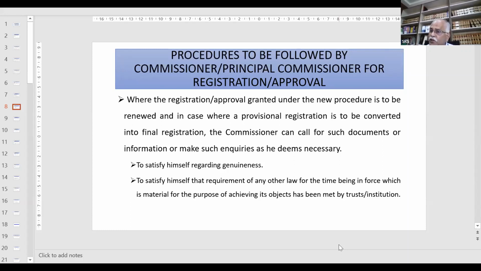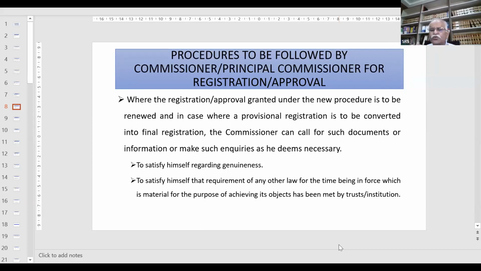So if any of the requirements under those laws are not met, then the commissioner can make an inquiry and find out whether they are met or not, and those conditions should be material for achieving the objects. Now, we have discussed this when this similar provision was made by the Finance Act 2019, when it brought in all these.